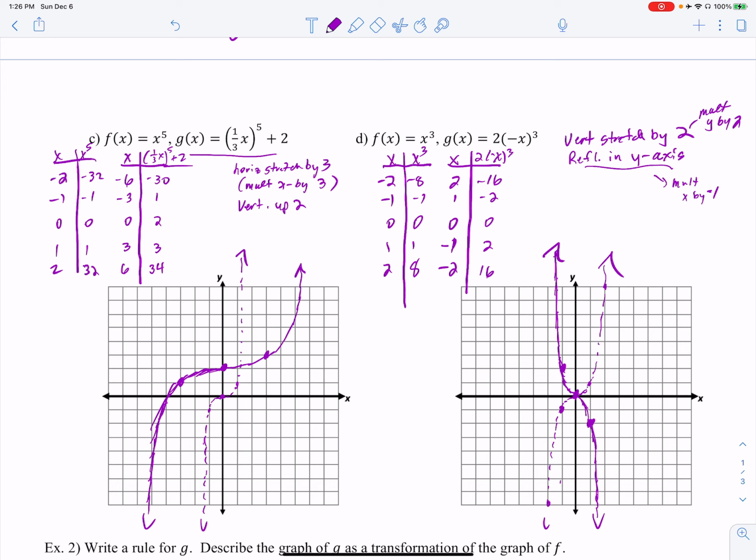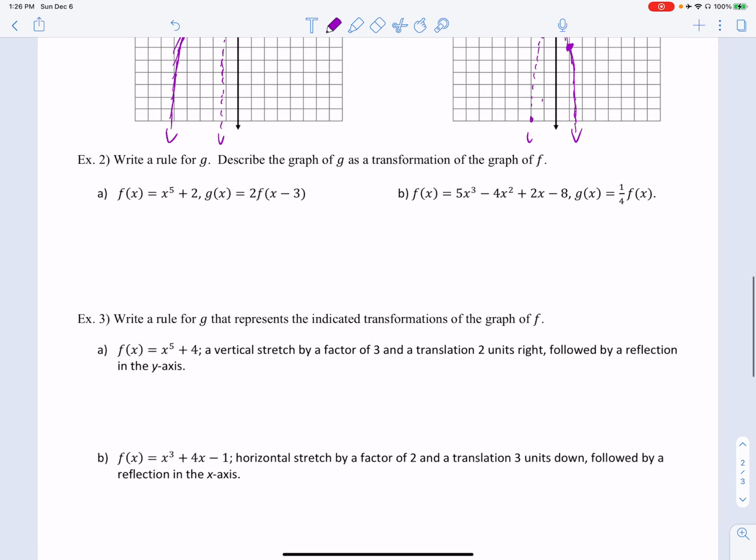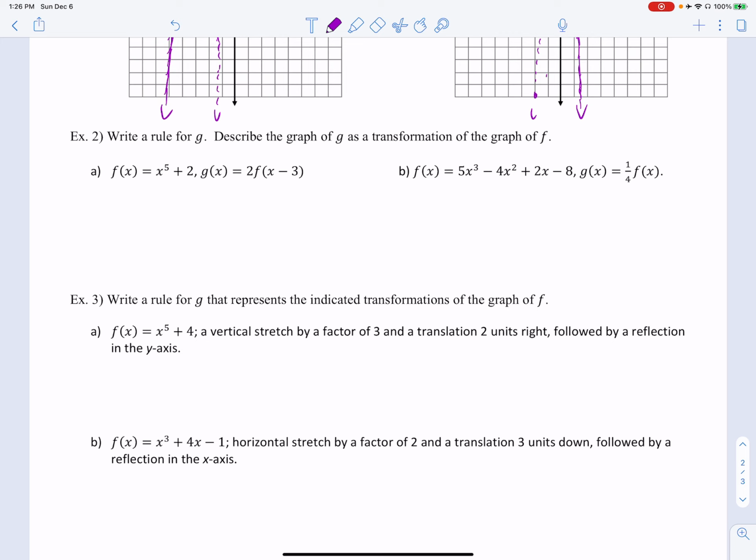So you need to be able to describe what's happening and be able to give tables of values. Even though the textbook doesn't give tables of values, I am in my notes and I want them in your homework. Then you're going to need to write rules for G. Again, we've seen this before. Describe the graph of G as a transformation of F. And so on this first one, here is your F, and they want you for the function G to perform this transformation, which is going to be G is a vertical stretch by a factor of 2 because we have the 2 on the outside.